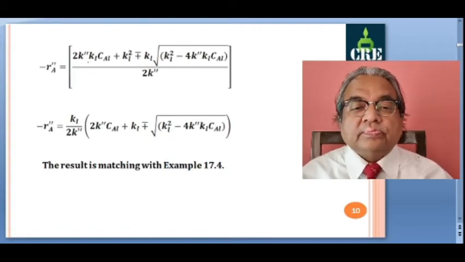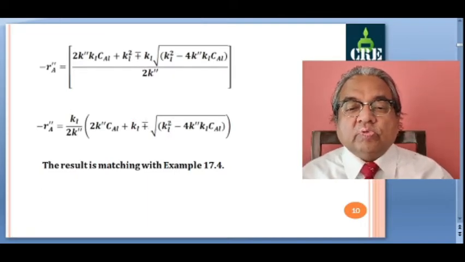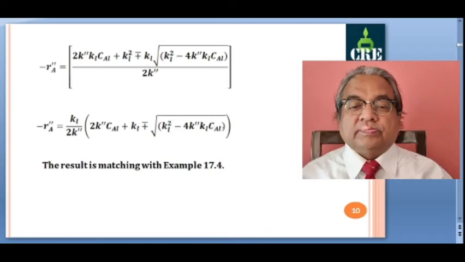Here 2K double prime CAL is remaining, here only KL remains, and here only 1. So this is multiplied by 1. So what we get is 2K double prime CAL plus KL minus plus square root of KL square minus 4K double prime KL CAL.